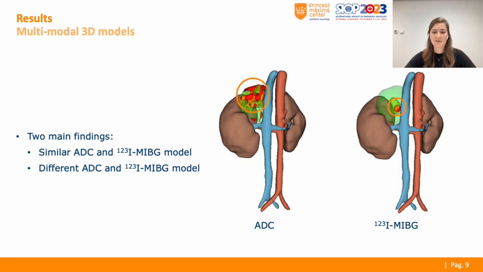And here we can see that the more cranial part of the tumor was marked as high risk for the ADC, whereas the MIBG showed a completely different region as high risk. And this led to the question of whether these areas really predict what the literature suggests. And this brings me to my future perspectives.